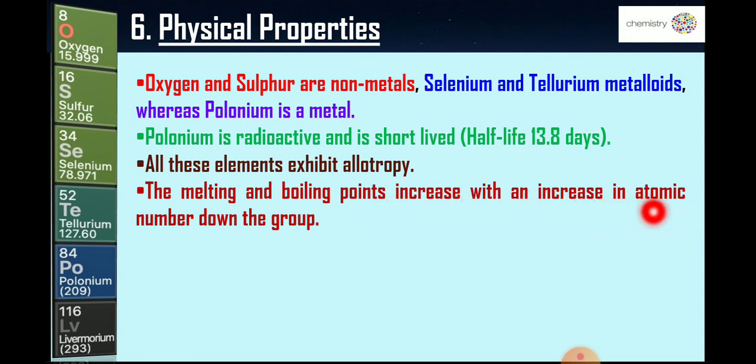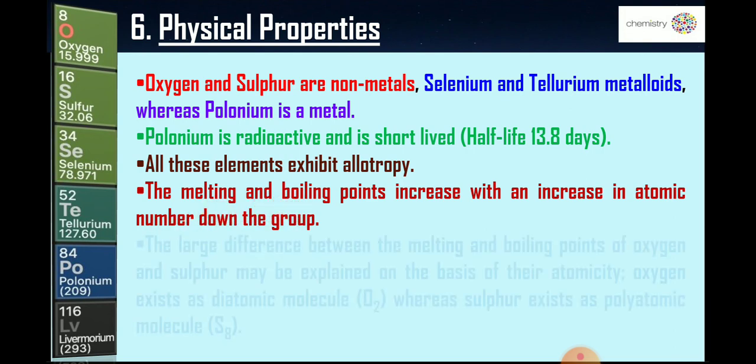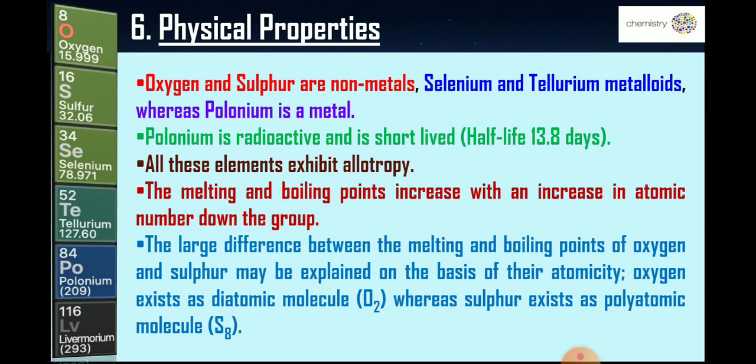Definitely, because there will be an increase in atomic number down the group. Atomic number increases, atomic mass increases. There will be an increase in melting and boiling point. Okay, the general trend is followed by this group also. But there is one important property. There is a large difference between the melting and boiling points of oxygen and sulfur. Oxygen has lower MP and BP. Sulfur has a higher melting point and boiling point. But the difference is very high.